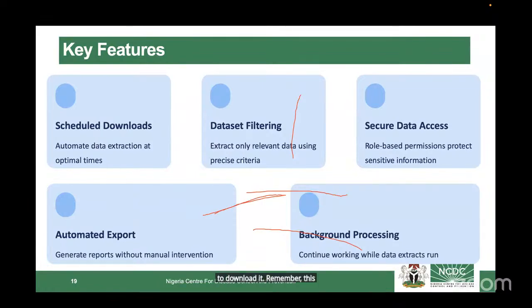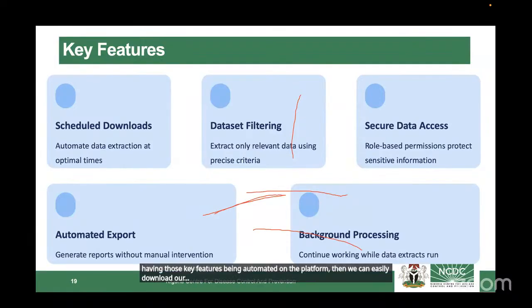Remember, this is not just building an app, but building a system within our workspace to enhance our activity. Then automated export, to generate reports manually, and also to generate reports without manual interventions. Now, what does this simply mean? We can automate our CIF by disease, and also generate the specific report we have. Having those key filters automated on the platform, we can easily download our data set.